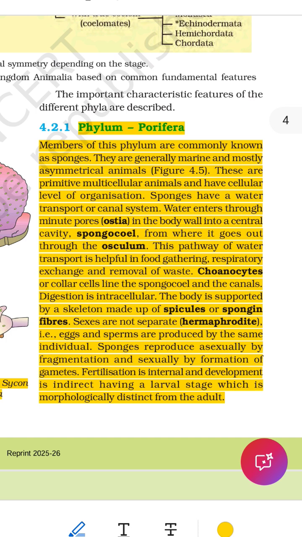3. Level of body organization. They are multicellular, made of many cells, but they do not have tissues, organs, or systems like humans do. This is called the cellular level of organization.